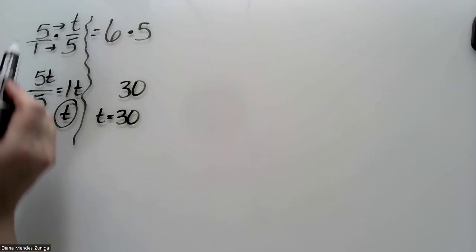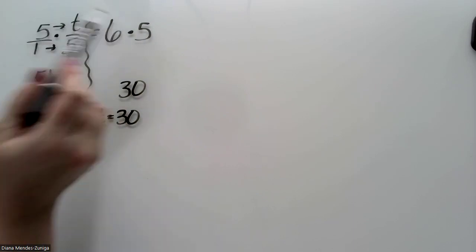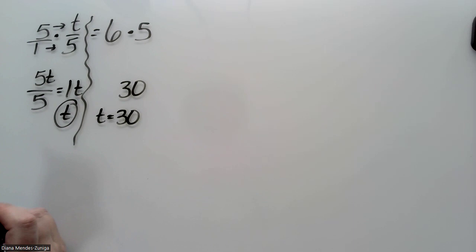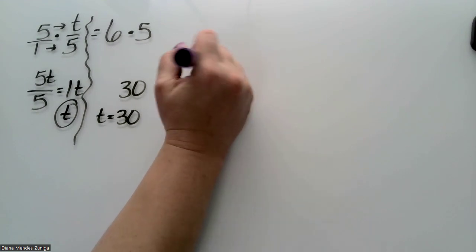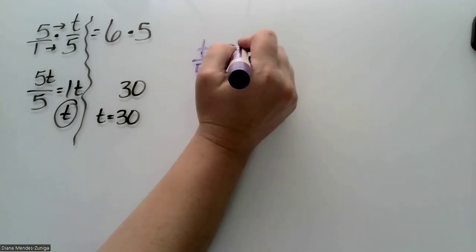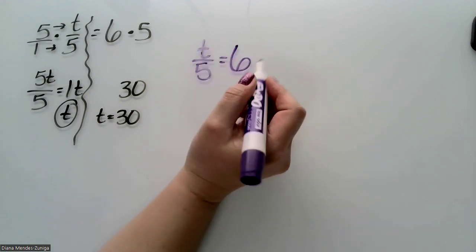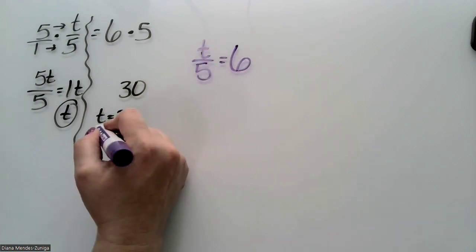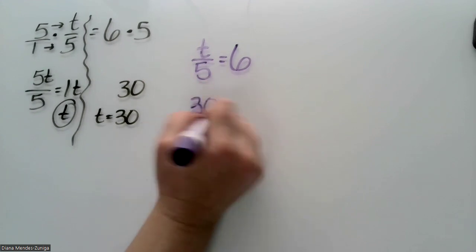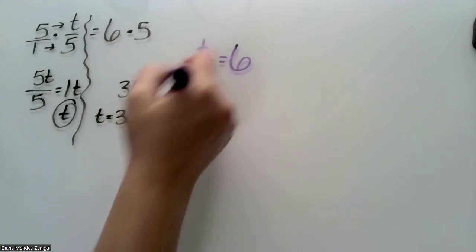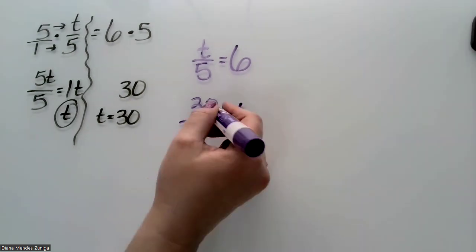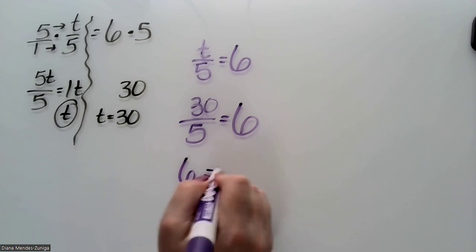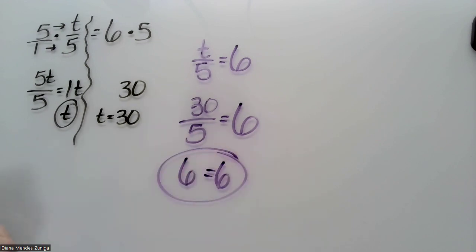Now remember, whatever you do on this side of the equal sign, you must do on this side of the equal sign. So now if you want to see if this problem is true, you're going to do a check. Our original problem was t over 5 equals 6. So now we would take what t is. We now know that t equals 30, and we're going to put 30 over 5 because we're just plugging this 30 in where that t was, and it's going to equal 6. Is this true? Does 30 divided by 5 equal 6? It does. So this is a true statement.